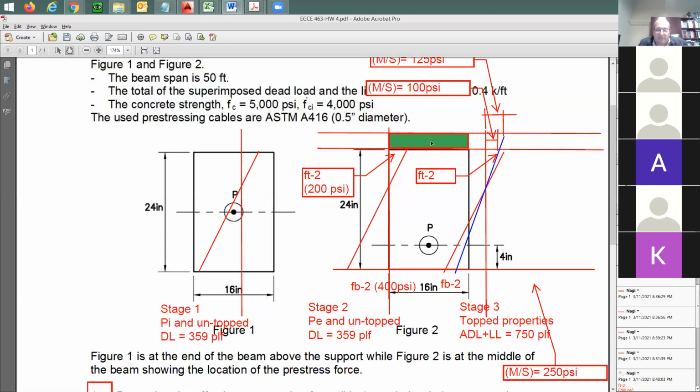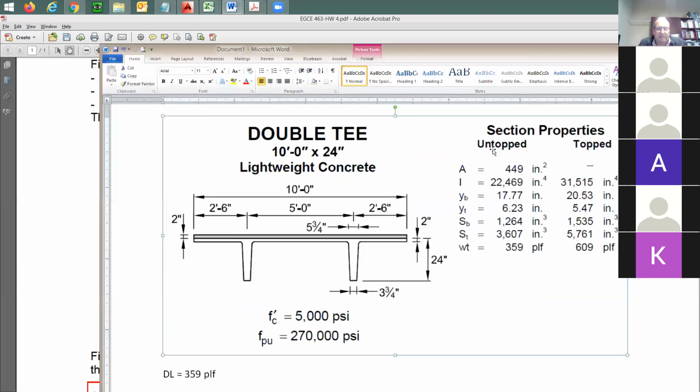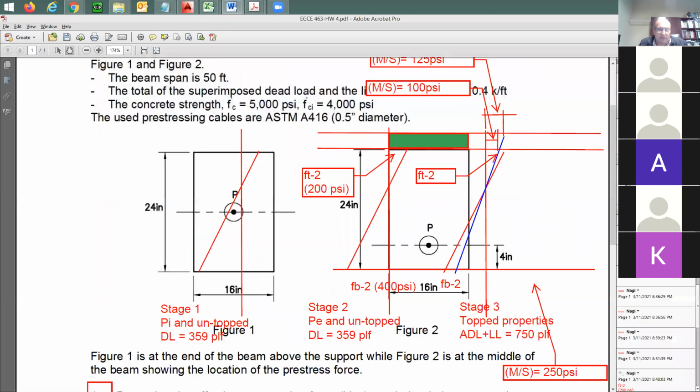Now I need to check the stresses. The stresses here are going to be based on Pe and on the beam's own properties, the non-composite properties. Now we're done with this. Now we know stage 2, right? 100% of the people, yes or no? Yes. Good.